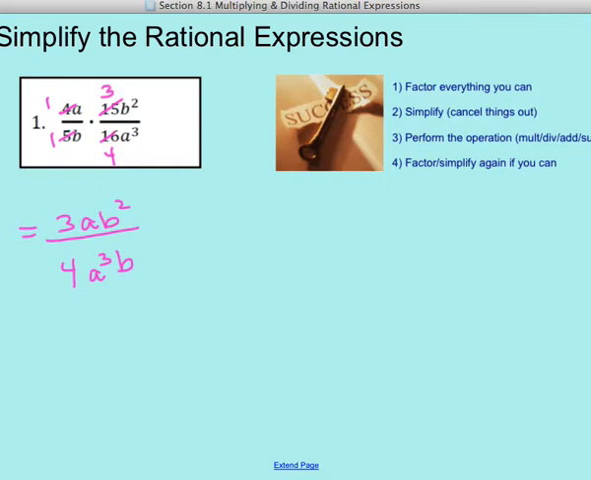Now we need to continue to simplify. I look at my numbers, 3 over 4. That is simplified as far as it can be, so I'm going to leave it as 3 over 4. Now I look at my variables. I have a and a to the third. This is really a to the first. I always bring my exponent to my larger exponent. The larger exponent is in the denominator, so it would be 3 minus 1, which would give me a to the second. Then I look at my b's. I have b to the second and b to the first. Once again, bring to the larger exponent. The larger exponent is 2, and subtract. So 2 minus 1 is 1, so I would just have b. So my answer for this one would be 3b over 4a squared.